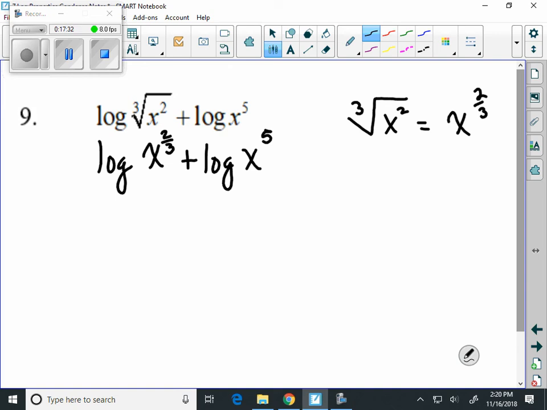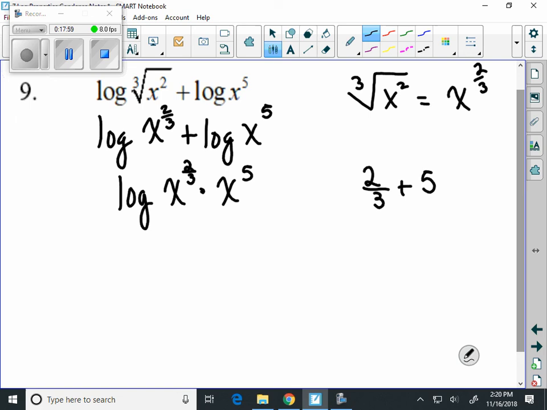We're finishing with addition. Addition tells us to multiply. When we condense this, it's going to be x to the 2/3 times x to the 5th. And what do we do to exponents when we multiply? Well, we add. So we need to add 2/3 plus 5. And again, type that in your calculator if you need to. I know that my calculator is not working right now. The 2/3 plus 5 is 5 and 2/3.